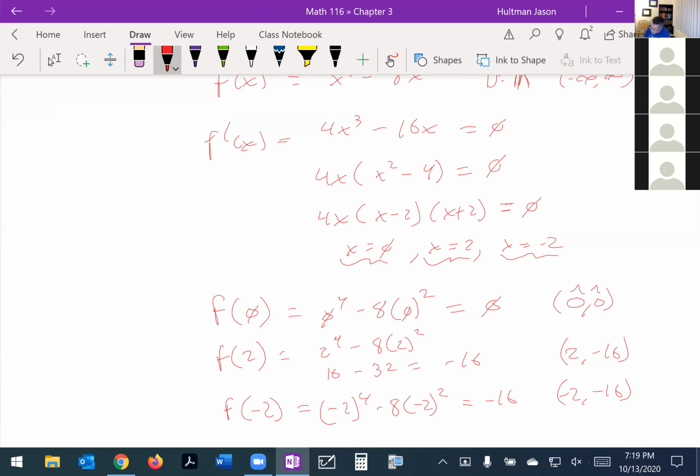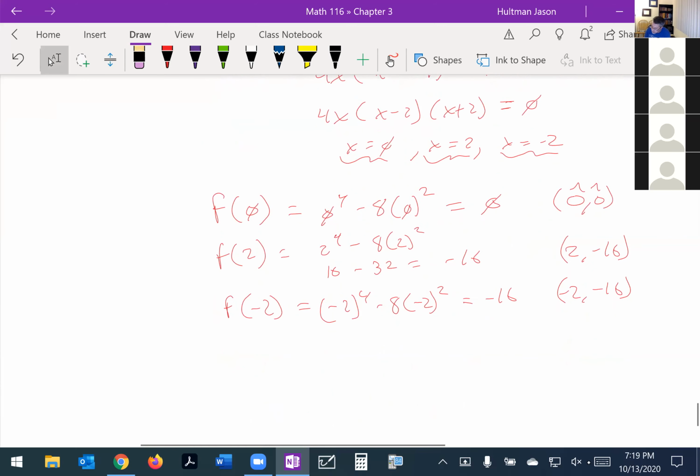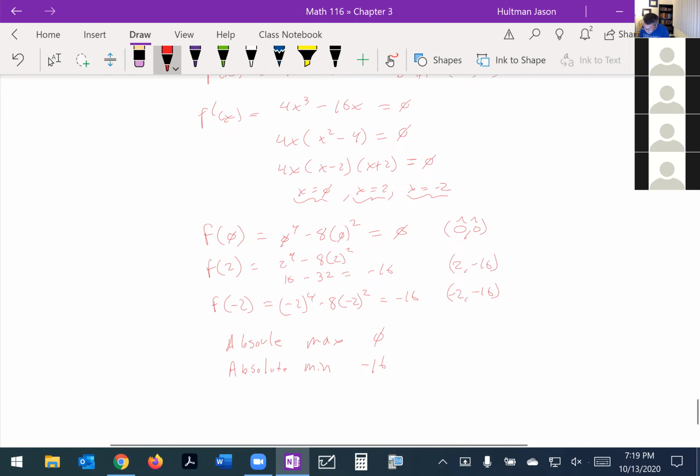So these are my values, right? So I would say, oh yeah, the absolute maximum value here is 0, and the absolute minimum value is negative 16. Except I would be wrong. I would be wrong if I said this. Only one of these statements is correct. Why? Because it has to do with the nature of the function that we're dealing with.